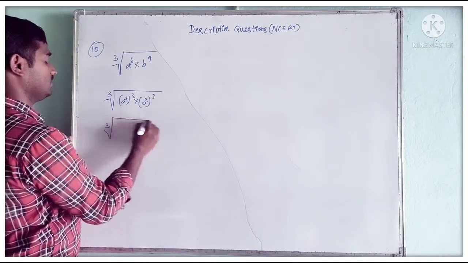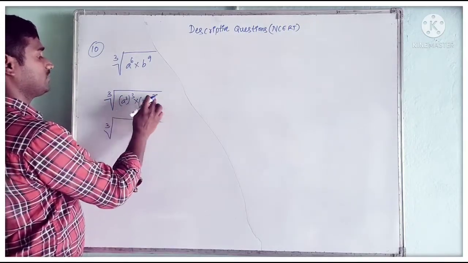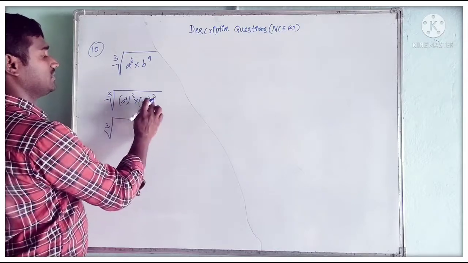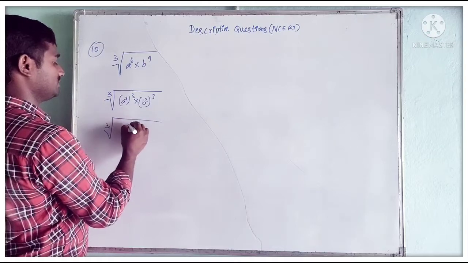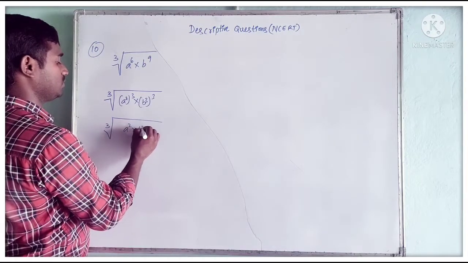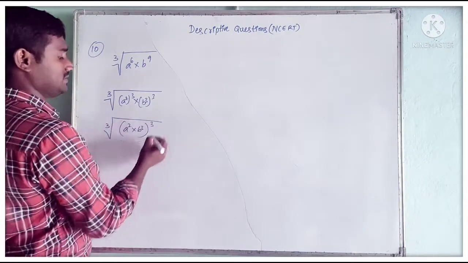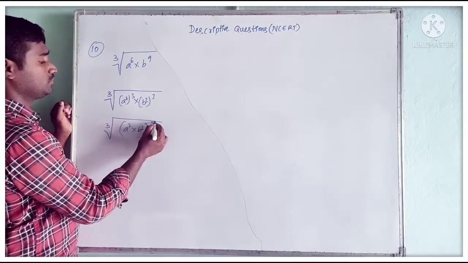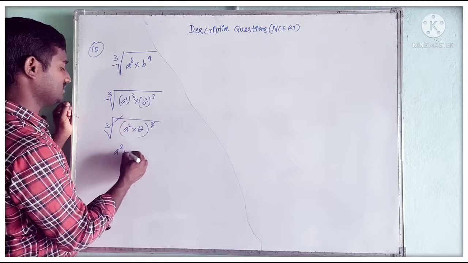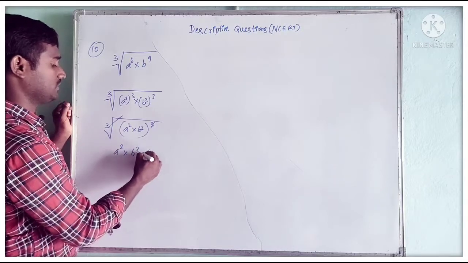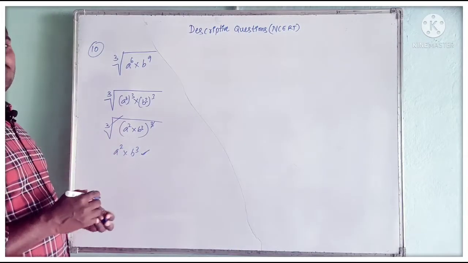So for the cube root, multiplying a power n into b power n, we can write a into b whole power n. That is a square into b cube whole power 3. Now the cube root cancels the power. The left over is a square into b cube, which is the correct answer.